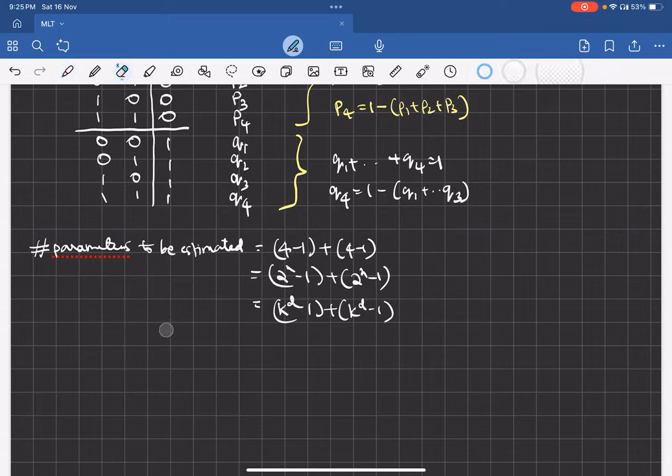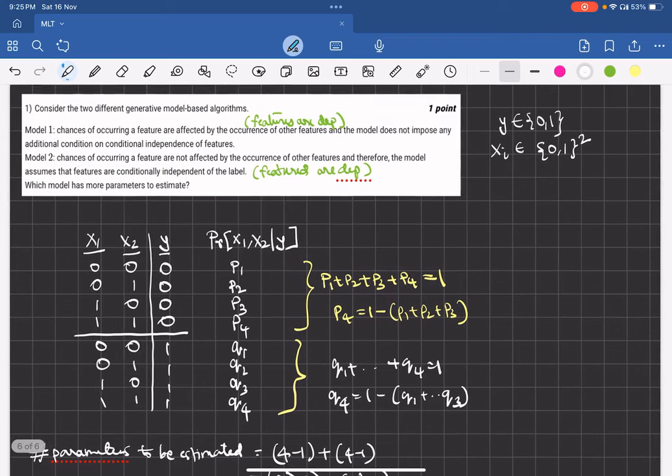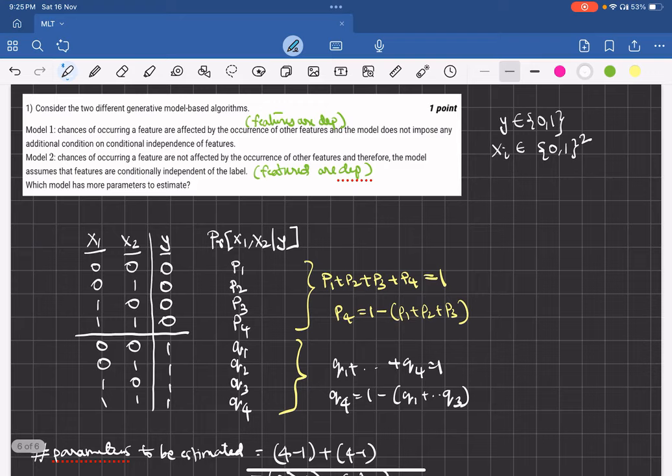Now, ultimately, how much do we have? We have 3 plus 3, which is 6 parameters, which we have to estimate. Okay, so this is the case where we are not having any assumption. We are not assuming that the features are independent. We are assuming that the features are dependent, right?